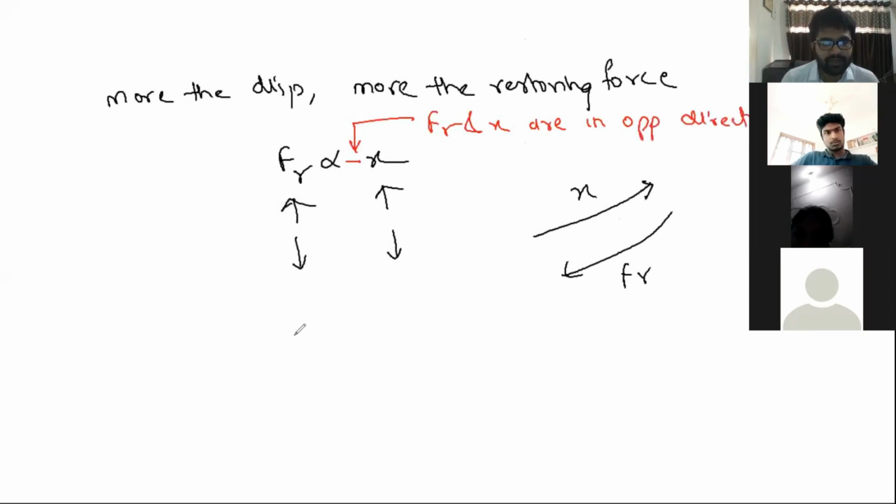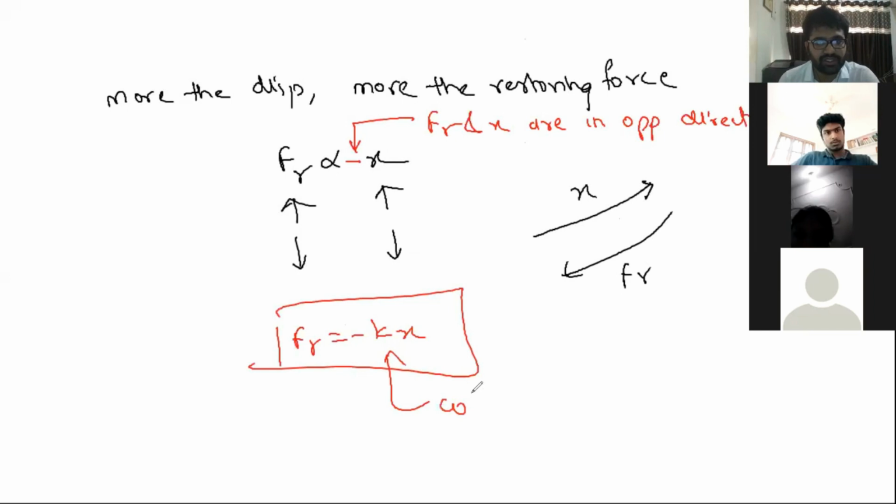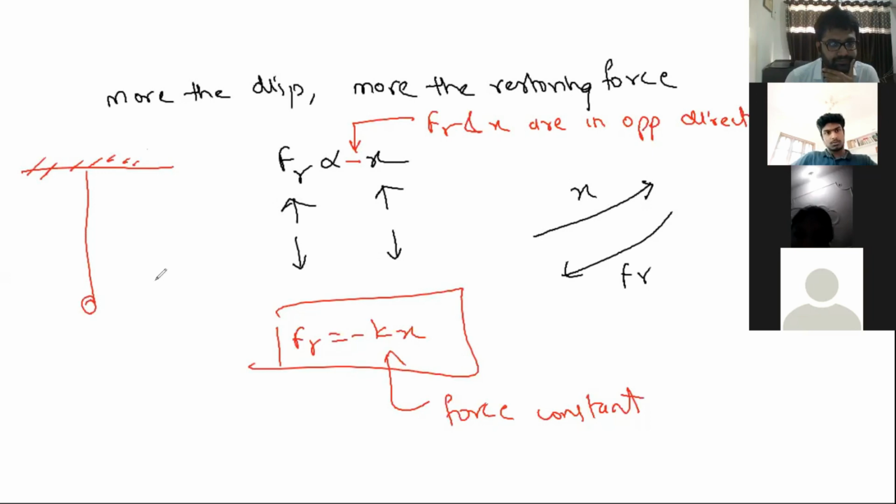Remove the proportionality. What do we get? Restoring force will be a constant k into x. This constant k, everybody, is called what? Force constant. Please make a note of this much. If you want, you can show the diagram as well. If displacement is in one direction, the restoring force is in the opposite direction. Okay, done. So let's talk about this force constant in detail now.